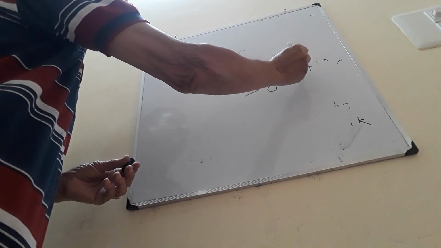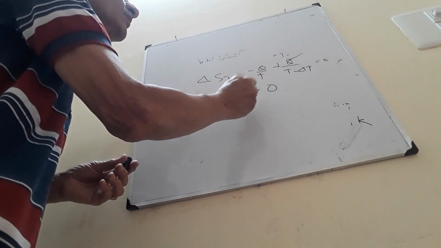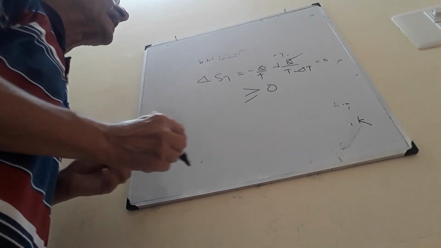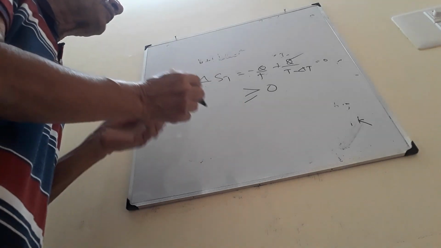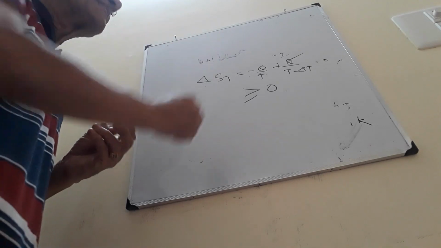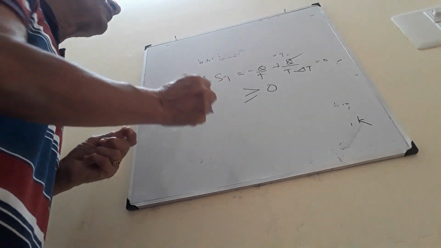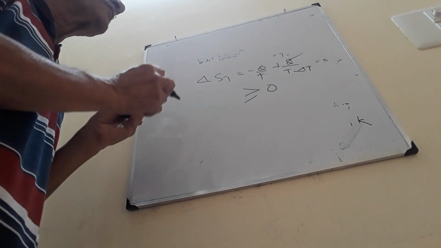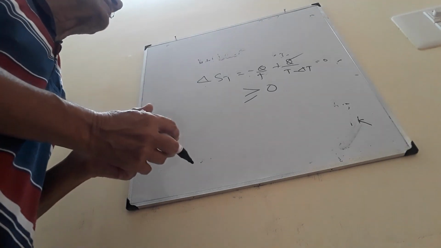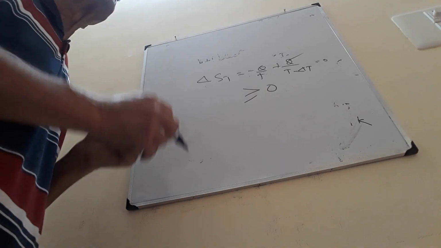If delta T is 0, then this will be 0. Therefore, total entropy change can either be equal to 0 or greater than 0. Any process where total entropy change is less than 0 is not possible. Therefore, the criterion for any process is that the total entropy change should be equal to 0 or greater than 0. Any process whose total entropy change is negative is not possible.